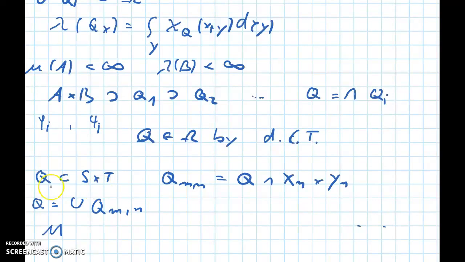So every set Q in the sigma algebra S cross T has the property that QMN is in omega for all M and N. And thus we are finished with our proof.